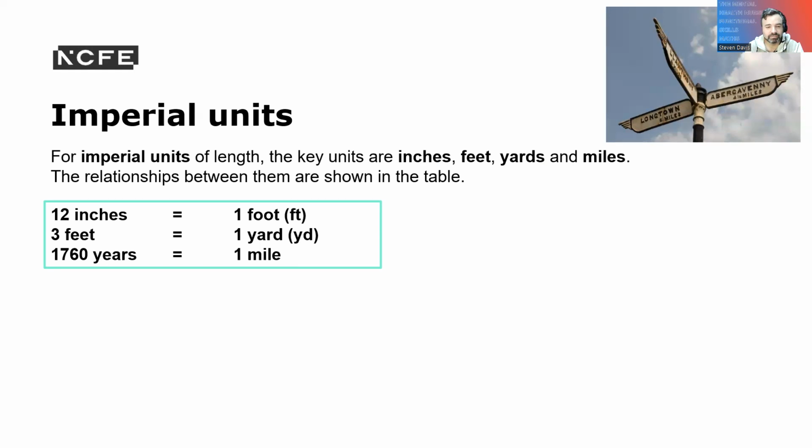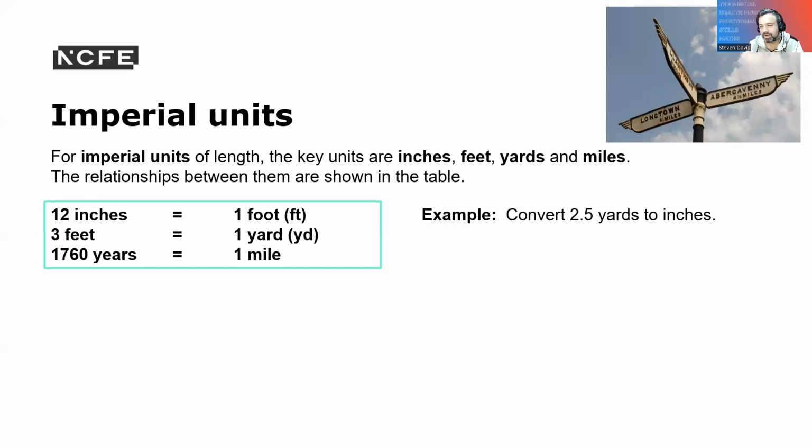1,760 yards equals 1 mile. I don't think the bottom one is right. A mile is got to be yards. They've made an error on that.